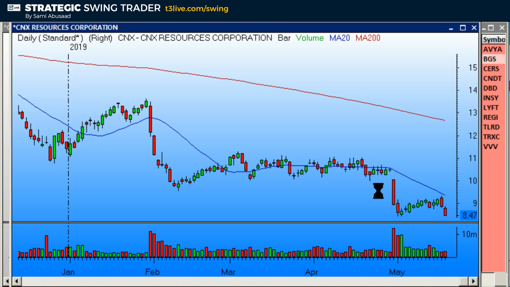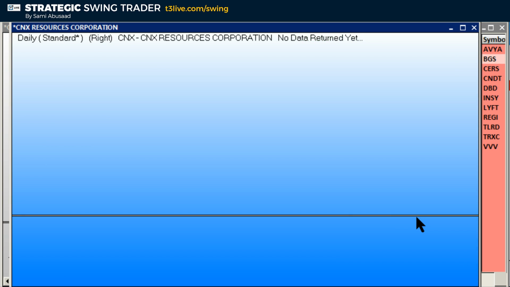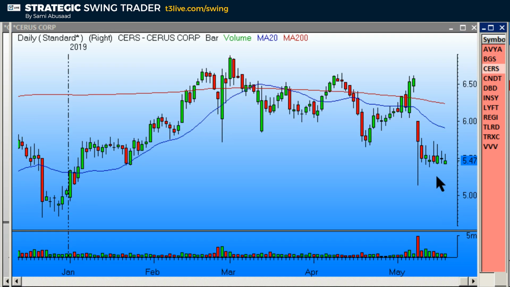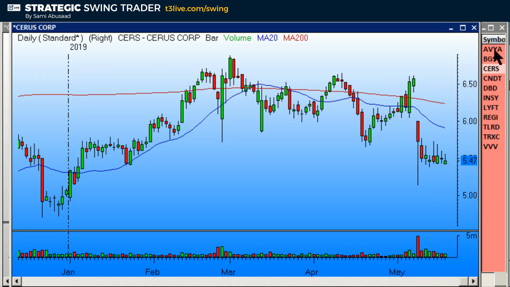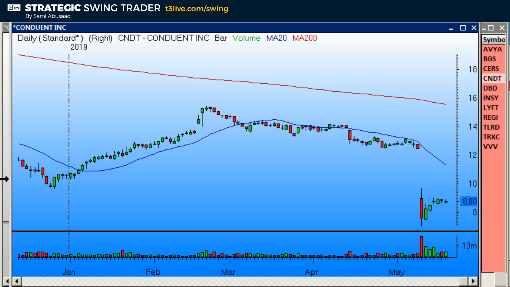I like this as a long-term play to $5, okay? To like $5 or so. I really, really like the CNX lower as a long-term play. BGS reminds me of it. It's similar. CERS is a base breakdown, so this would be similar to the AVYA base breakdown. CNDT is a sell setup on the daily chart, I like it on the hourly also.